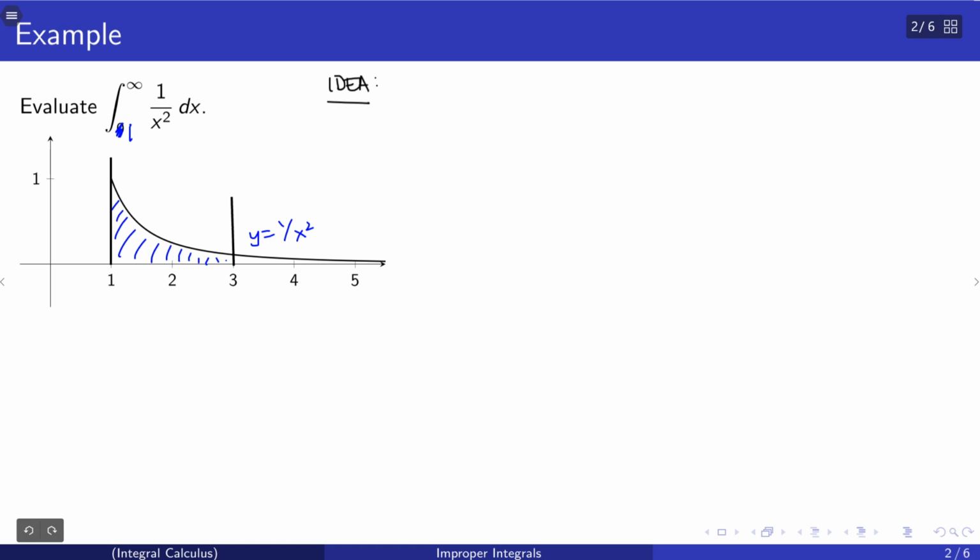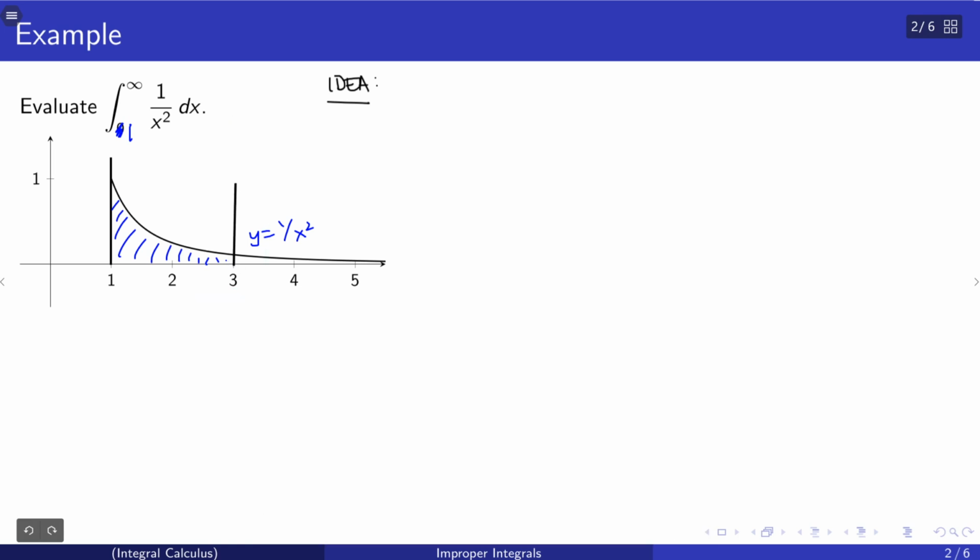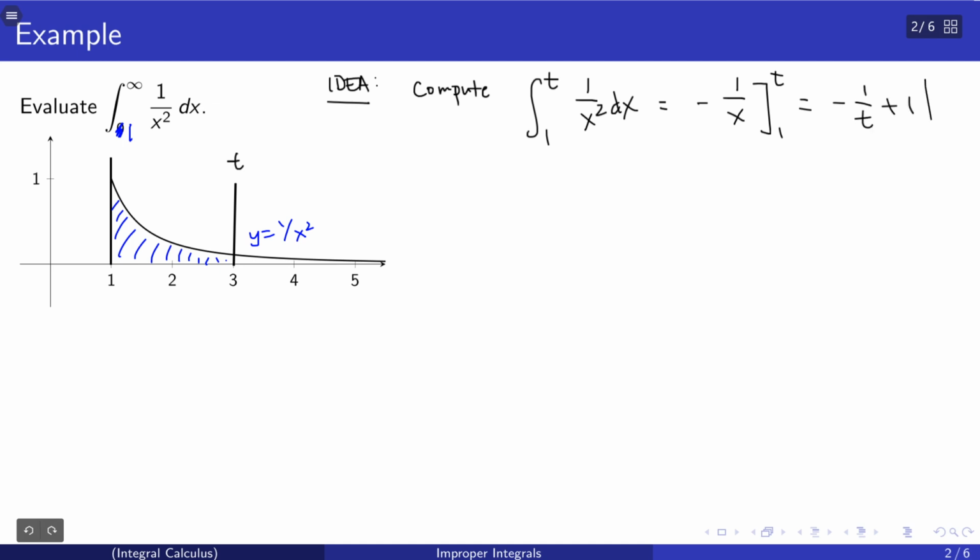The idea is to cut off this infinite region somewhere first, let's say at some point t. So let's compute the integral from 1 to t of 1 over x squared dx first, where t is some number larger than 1. In this case, that's easy. That's minus 1 over x evaluated from 1 to t, and therefore this is minus 1 over t plus 1.